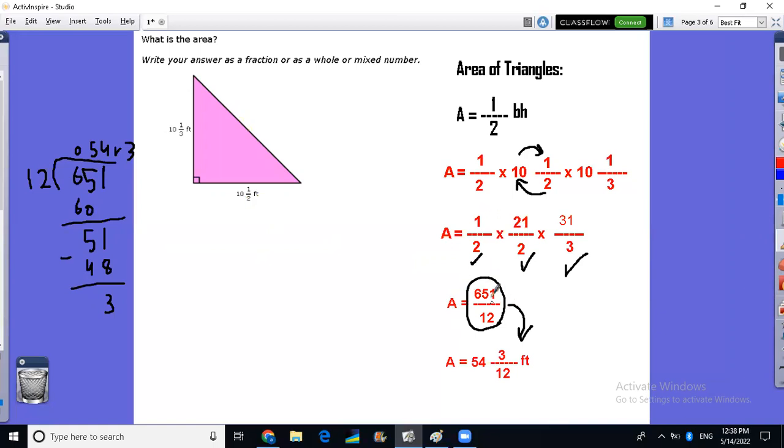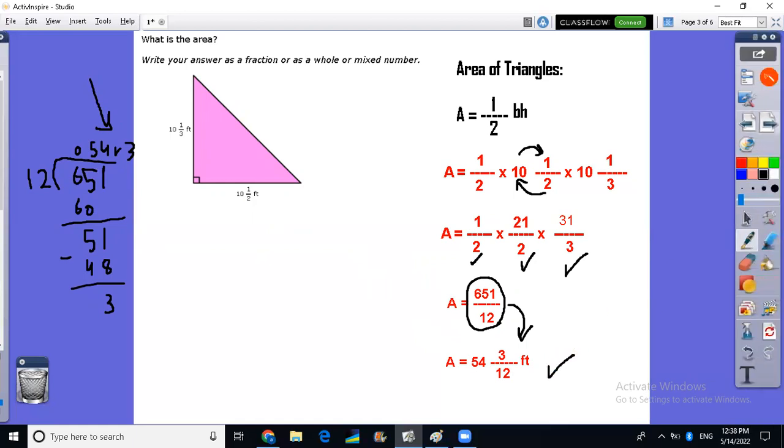Okay, so here to convert an improper fraction into a mixed number, we use long division, 651 divided by 12. It's going to give us 54, remainder 3. So 54, and the remainder is the numerator, 3, over the denominator, which doesn't change, 12. All right, next.